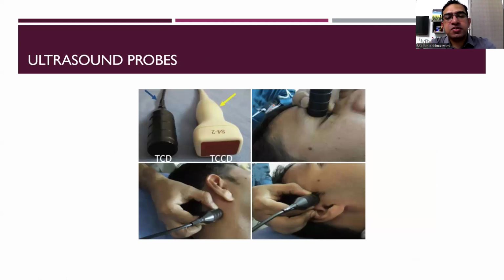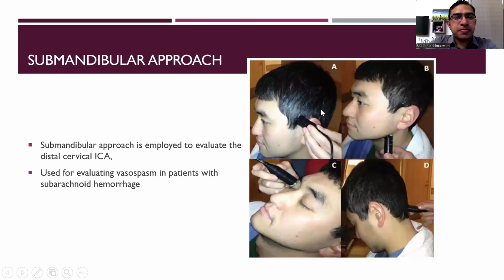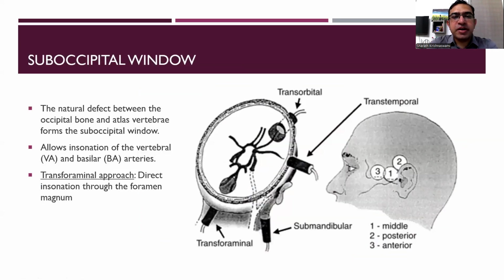Here, there are 2 ultrasound probes, the transcranial Doppler probe and the transcranial color duplex probe. You should always reduce the amount of power that you use while insonating the ophthalmic artery during the transorbital window.